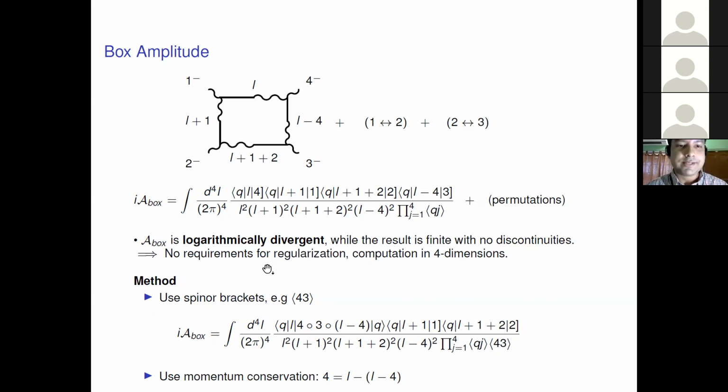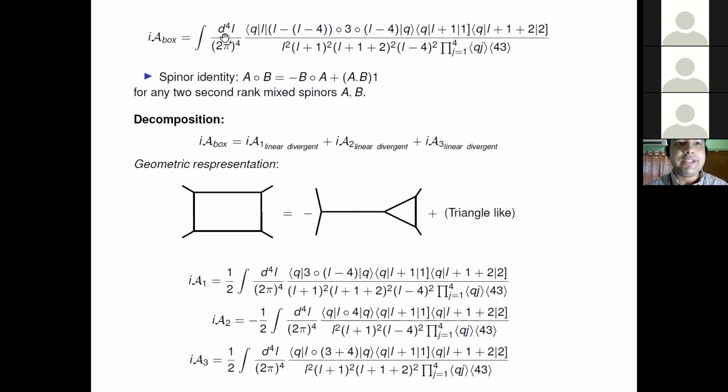So the method we use to calculate this box amplitude is to first use the spinor brackets like this 4-3 bracket, where 4-3 from now on would indicate the momenta 4 and momenta 3, for example. We multiply the numerator and denominator by this 4-3 and rewrite the numerator in a particular form. Then we use the spinor identities. For example, for any 2 mixed spinors, A circle B is equal to minus B circle A plus A dot B. We use this spinor identity to decompose the box integral, the logarithmically divergent box integral, into 3 linearly divergent parts.